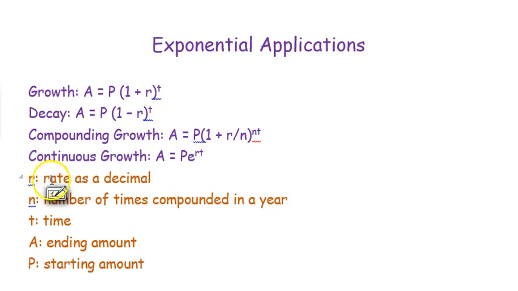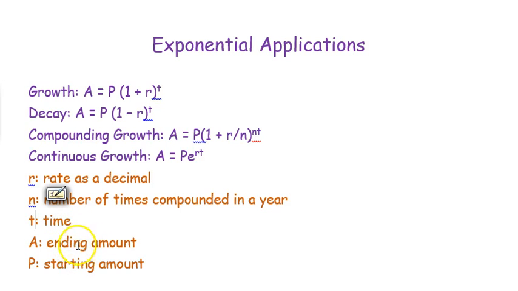So again, R is going to be your rate. You need it as a decimal. So instead of, like if you were using 25%, instead of 25, you would need 0.25. 3% would be 0.03. So you're moving the decimal place twice from the percentage. Again, N is the number of times compounded in a year. T is where you plug your time in.